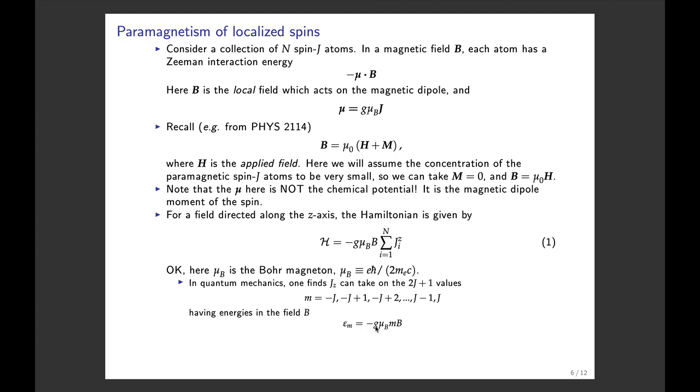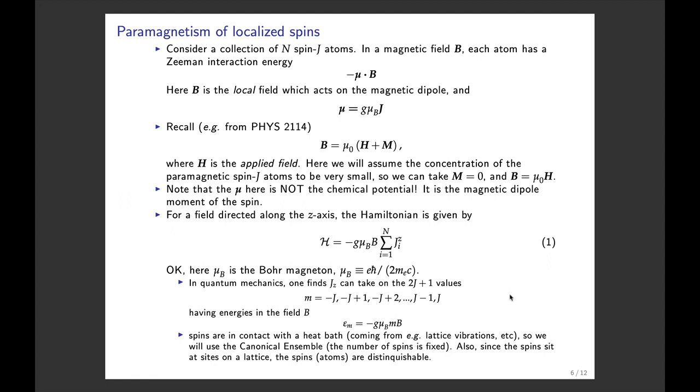which are minus g times the Bohr magneton times M, this M, times B. So our M indices are going to go from minus J to J. Before we were using indices 1 to R or something, but it doesn't matter. That's fine to label them this way. The main thing is they have energies that are a function of this M, like so.